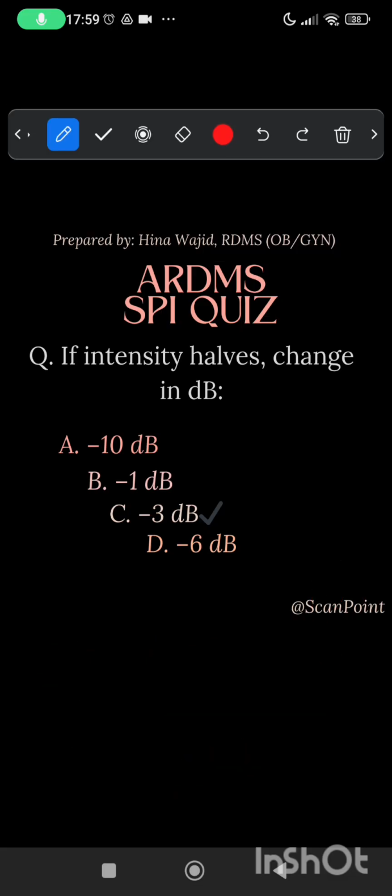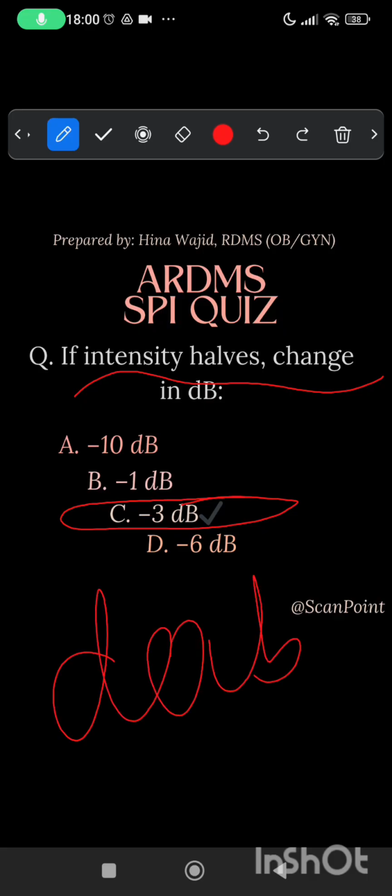So when intensity reduces and becomes half, the change is always minus 3 decibel. When it becomes double, the change is plus 3 decibel. When voltage or amplitude doubles, the change is plus 6 decibel. When it becomes half, the change is minus 6 decibel. So these are the decibel rules.